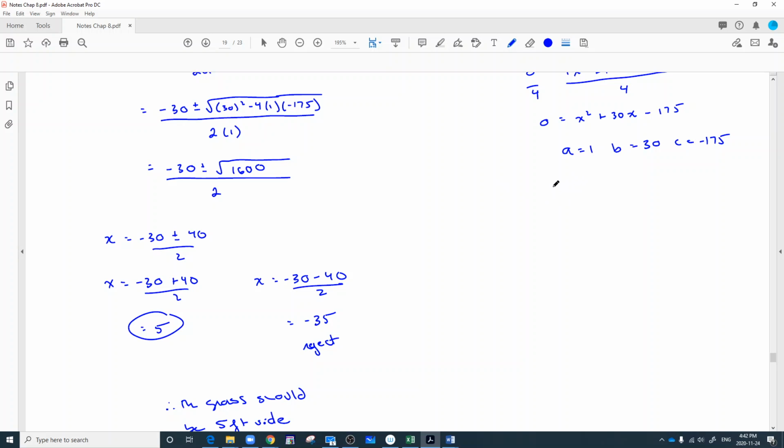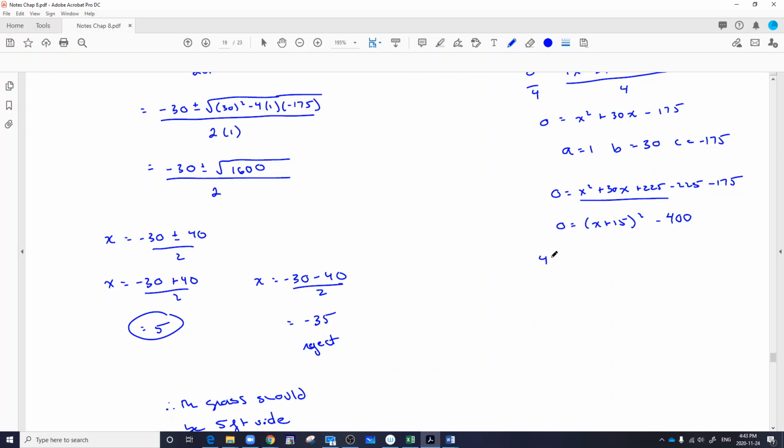Just because I feel like I should, I'm going to complete the square. You can totally stop this video if you want. But we've got x squared plus 30x. You take half that middle term and square it. So 15 squared is 225. Subtract 225. We've got that minus 175 on the end. This is my perfect square, which factors to x plus 15, all squared. This is minus 400.